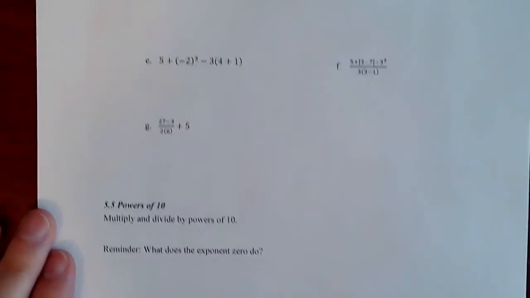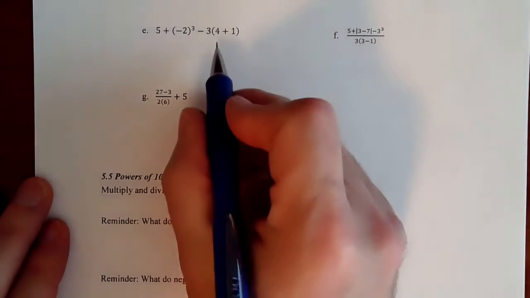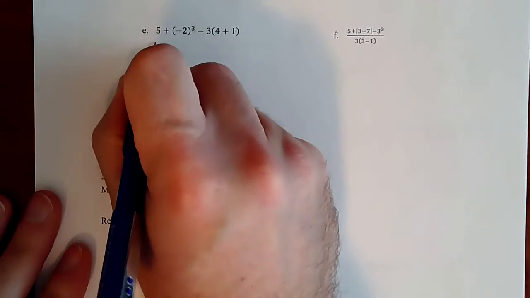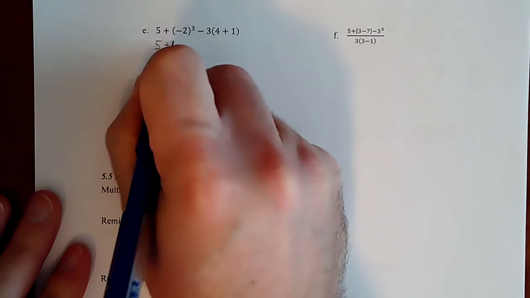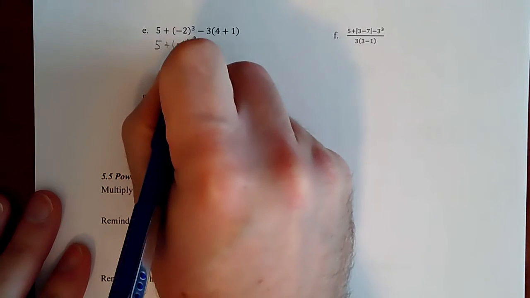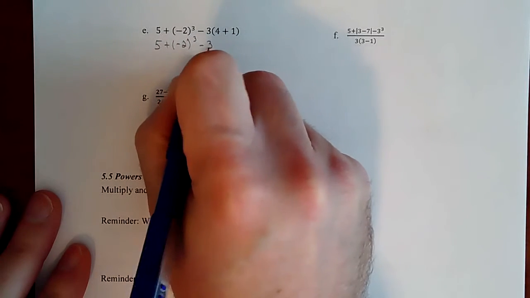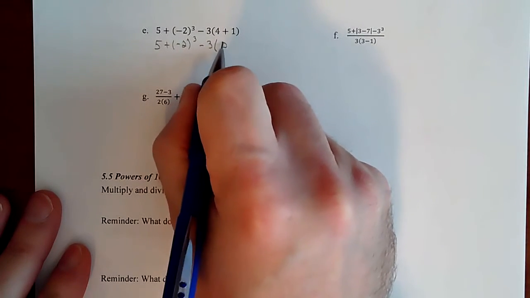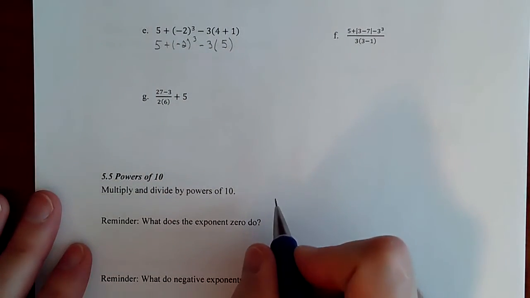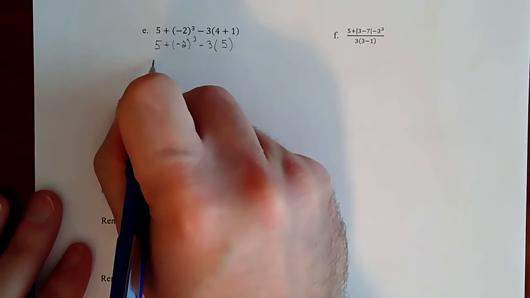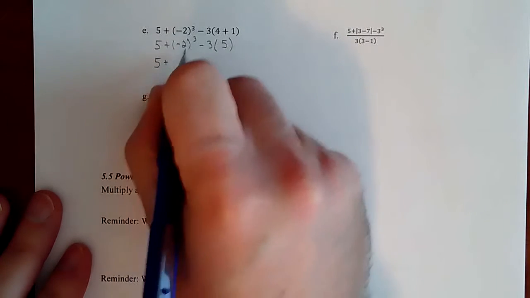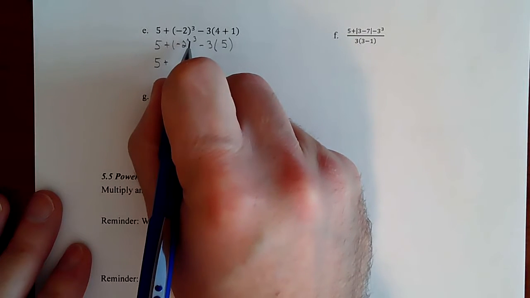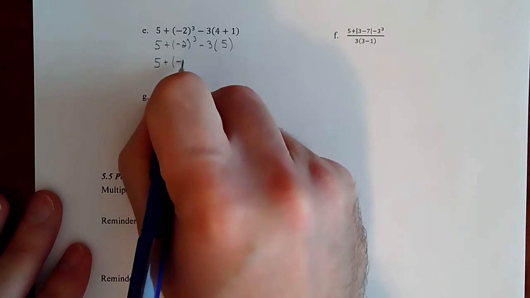So on E, we have parentheses that we need to take care of. So let's do that first. So we'll have a 5 plus a negative 2 cubed minus 3 times 4 plus 1, which is going to get me 5. So we took care of our parentheses. Now we have exponents. So negative 2 to the third is a negative 2 times a negative 2 times a negative 2. And that gets us a negative 8.